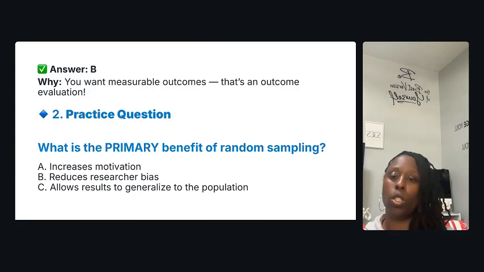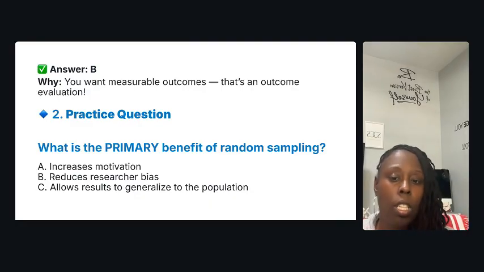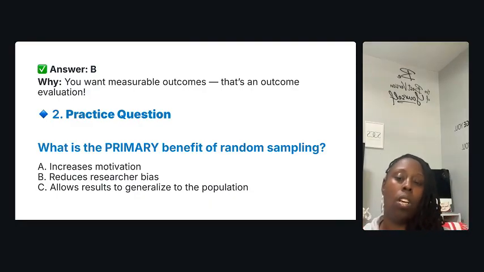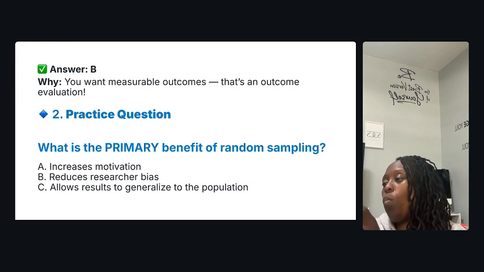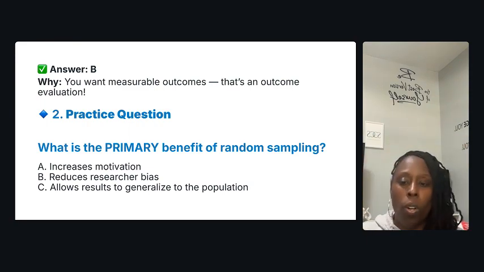All right, question number 2. What is the primary benefit of random sampling? Does it increase motivation? Does it reduce research bias? Or does it allow results to generalize the population? All right, and we just talked about this. I think if you remember in the few slides before, I said randomization. Yeah, I used the big word. And I was saying how it's important to do that because you don't want to just pick people from one group or one population. You want to have a mixture of them all.